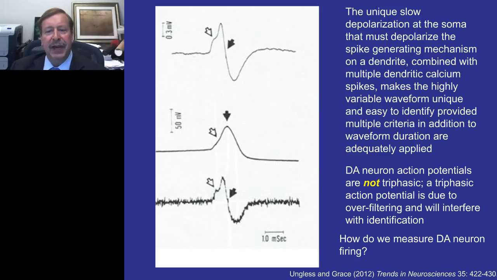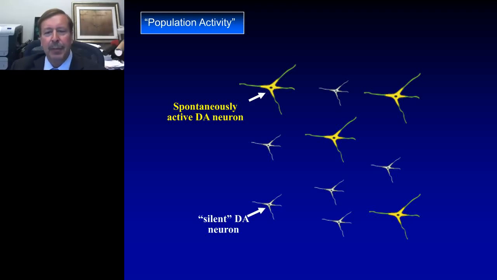Now, once we identify the neuron, we want to get an idea of what the activity of the neuron looks like. In order to do this, we need to look across the population of dopaminergic neurons, rather than just looking at a single neuron. We know that about half the neurons in a normal animal are firing spontaneously, and about half of them are non-firing.